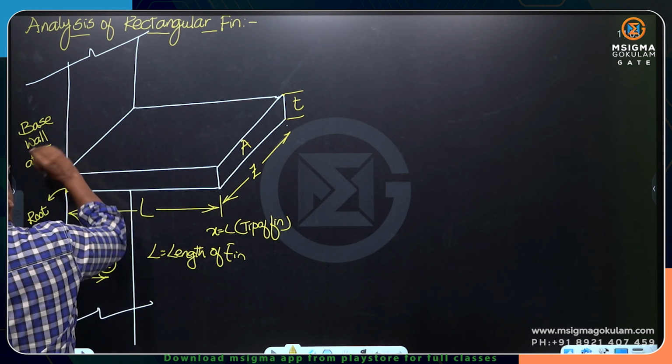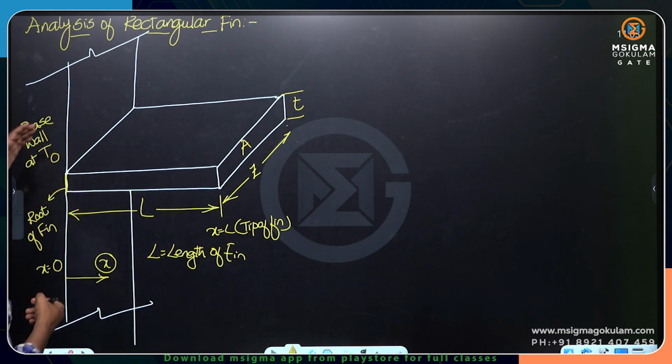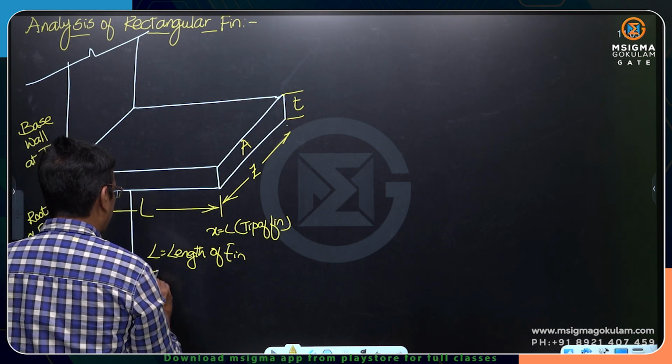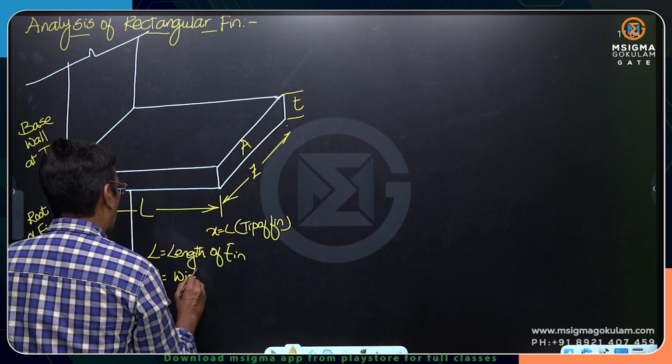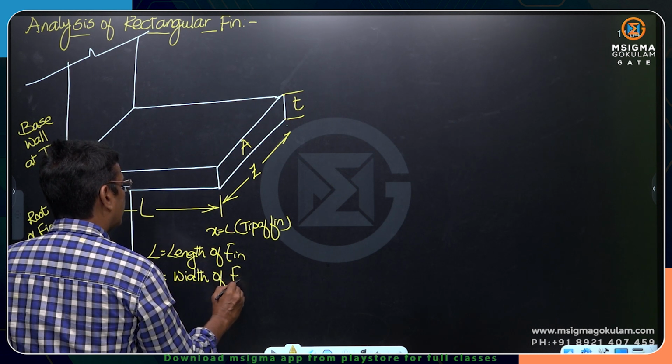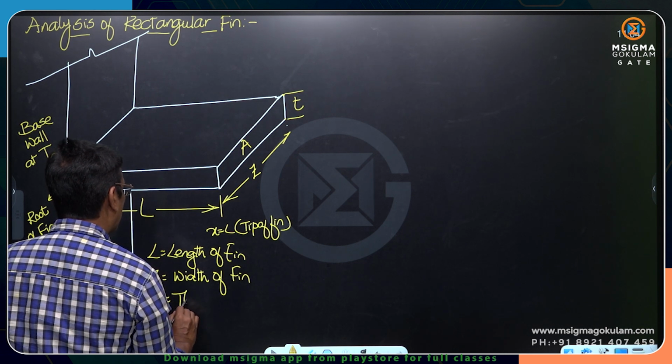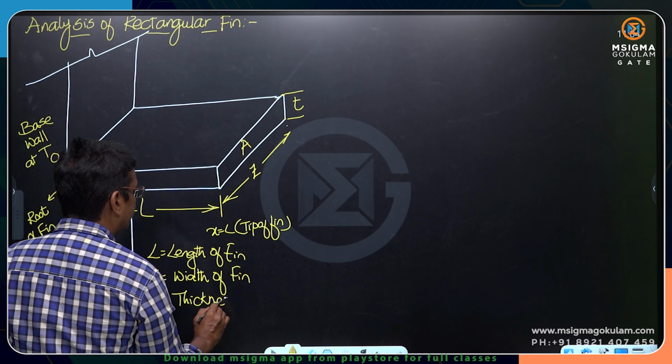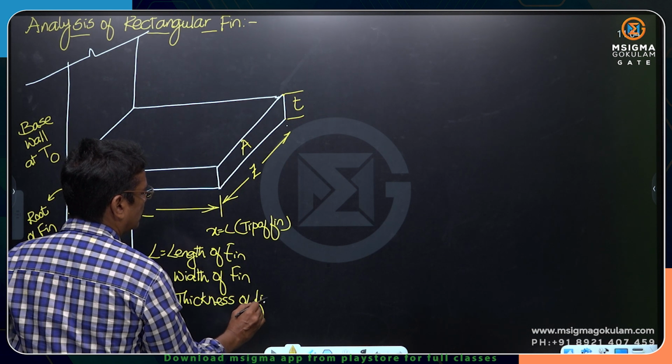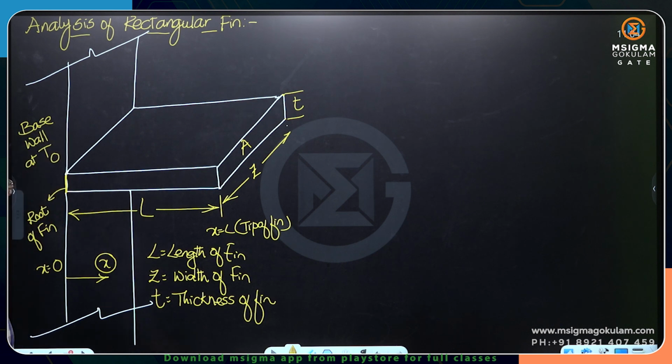This is the base wall at T0, the root temperature. This is the rectangular fin attached to this base wall, which is at a temperature of T0. The location where the fin is attached to the base wall is called the root of the fin, where x is considered as 0. And z is the width of the fin, and t is the thickness of the fin.